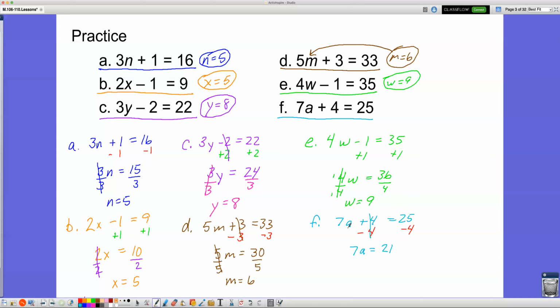Because that disappeared, now it's just 7a plus 0. There's nothing. So 7a plus nothing is just 7a, and it's equal to 21. But now I need to divide this side by 7 because it's times 7, and this side by 7. Now I have a equals 21 divided by 7. A equals 3. So my answer is a equals 3. I want to plug that value back in. 7 times 3 is 21, and 21 plus 4 is 25.